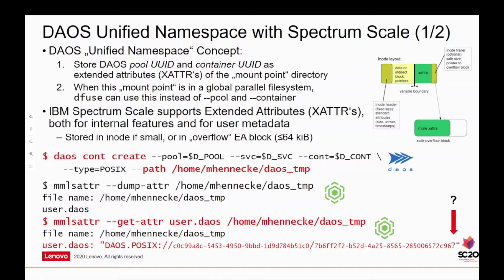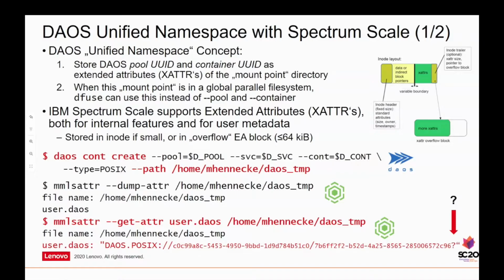And you see the same container create here as before, right? The difference is that now we have a path that we give to the container create command, just like what Mohammed showed a few presentations back. And DAOS will create this directory and store the attributes that it needs for this unified namespace concept as standard extended attributes. So this is a DAOS command, right? The DAOS container create with the path name of a directory that lives in the Spectrum Scale parallel file system.